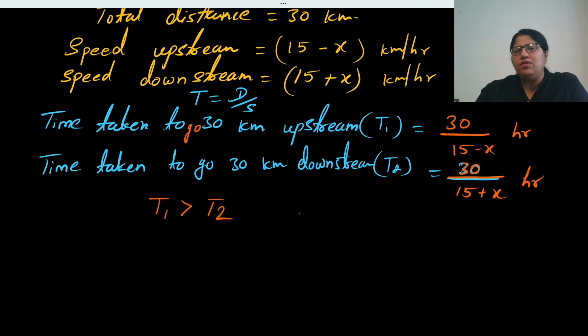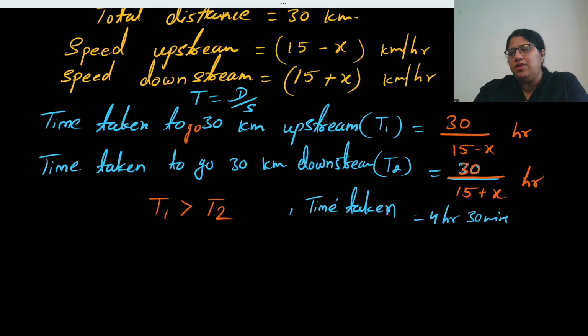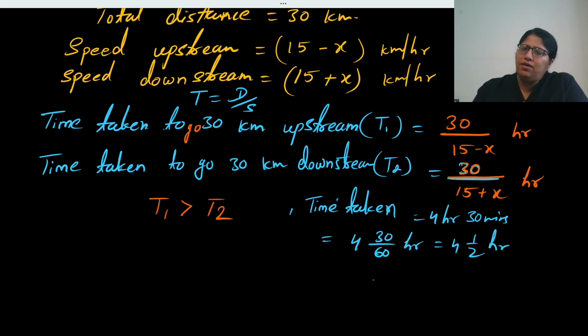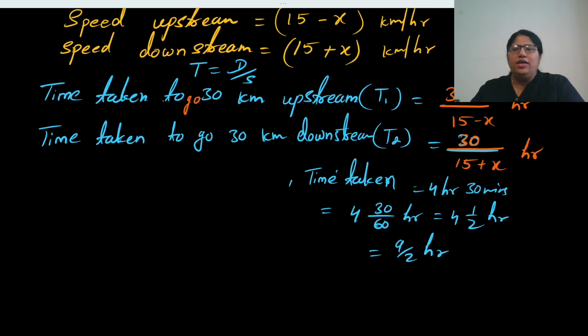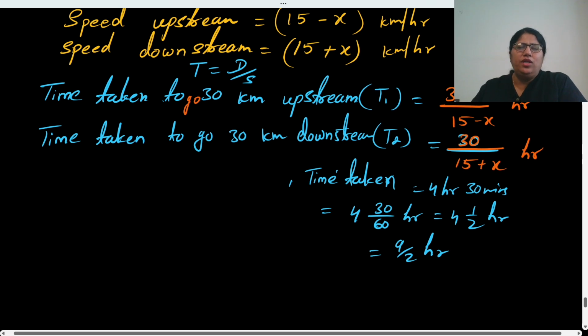So how will my equation be framed? The total time taken is 4 hours 30 minutes, and you need to convert it because everything is in hours, right? This 30 minutes you can convert into hours. So 4 hours plus 30 by 60 hours, which is nothing but 4.5 hours, which can be written as 9 by 2 hours.